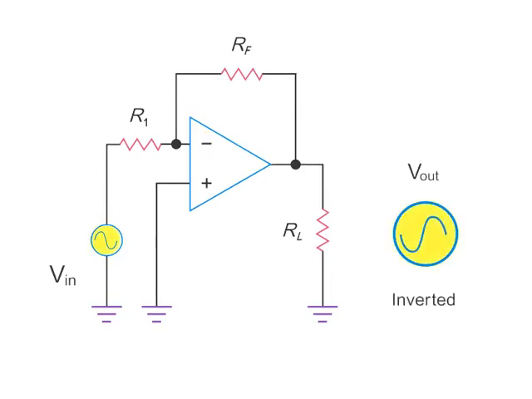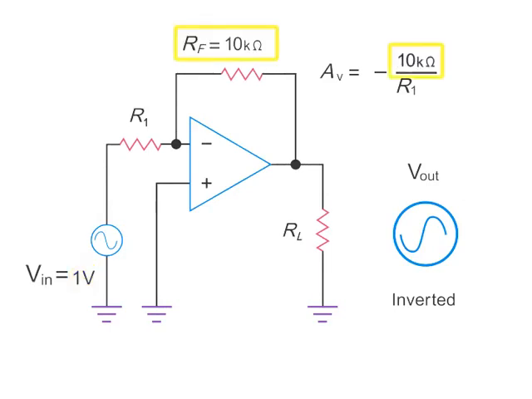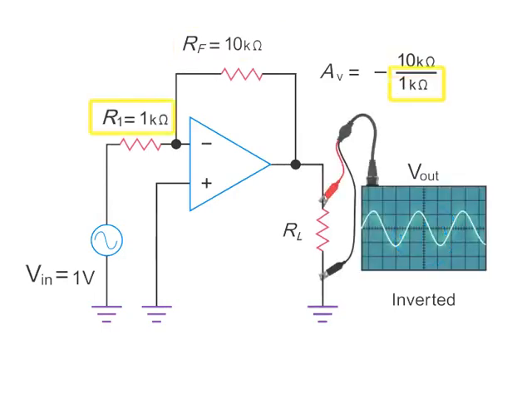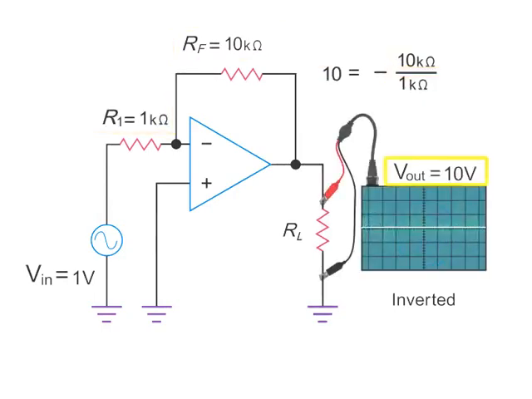the original input. The equation for calculating this process is negative RF divided by R1. Therefore, an input of 1 volt with a feedback resistor value, RF, of 10 kiloohms divided by an R1 value of 1 kiloohm will yield a 10-volt output signal that is exactly inverted from the original input wave.